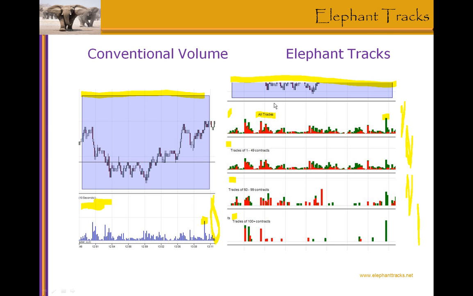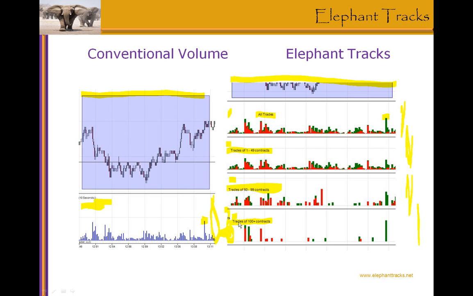So I've got, to get back here, I've got 4 tranches. I've got one with all trades. My next one is trades between 1 and 49, trades of 50 to 99, and trades of 100 plus contracts. Again, this is a SPE mini. And these are the 4 tranches. Now, for the sake of our illustration here, when we talk about large traders, we're talking about this tranche here.